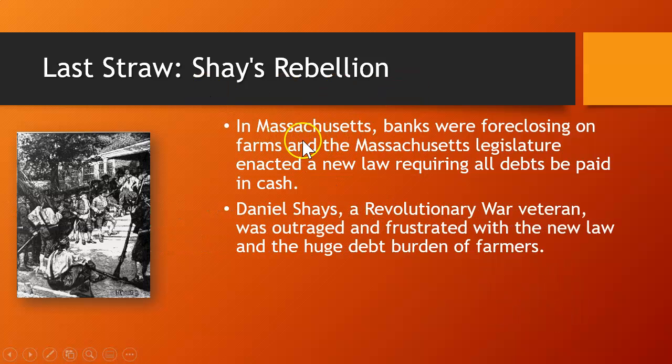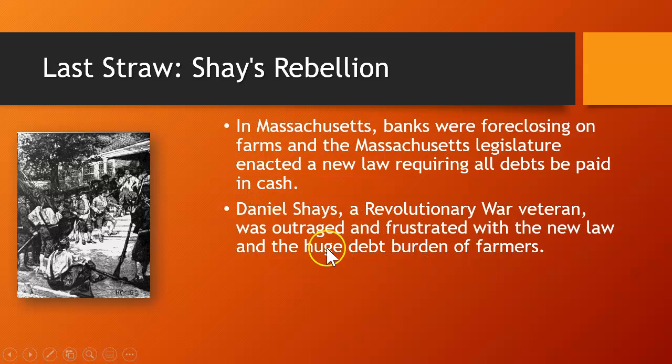Okay, it happened in Massachusetts. Banks were foreclosing on farms. Foreclosure is when somebody isn't making their payments to the bank, and because of that, they're kicked off their land or their home. Okay, so these farmers were worried, led by Daniel Shays. These all were Revolutionary War veterans. They couldn't pay their debts because Massachusetts said their debts had to be paid in cash. They didn't have any cash, so they're going to get thrown off their land.